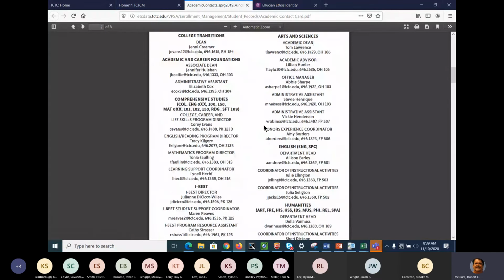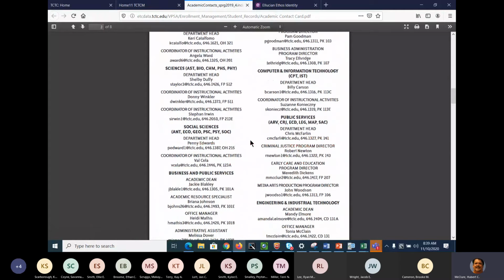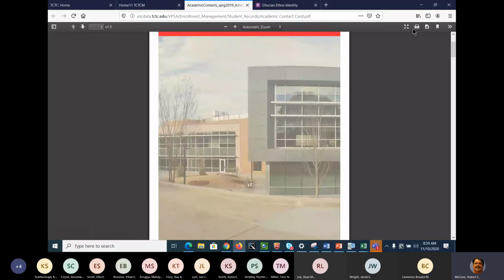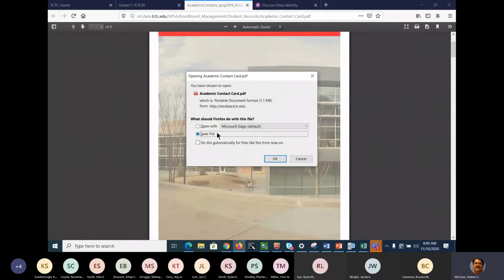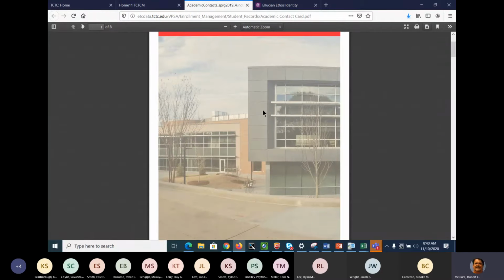Look there. There it is. I'm going to save this. Send it to them. Download. Academic contact card. Have no idea where I sent it, but we'll send it to them. Academic contact card. I'll probably get a message back.